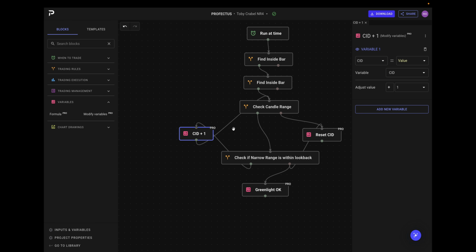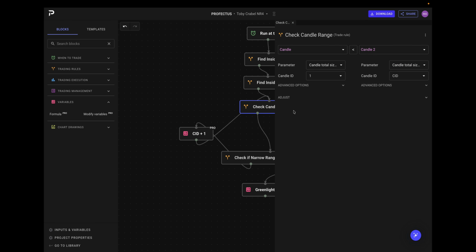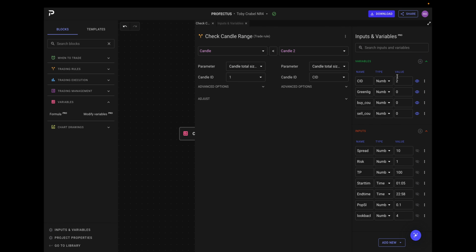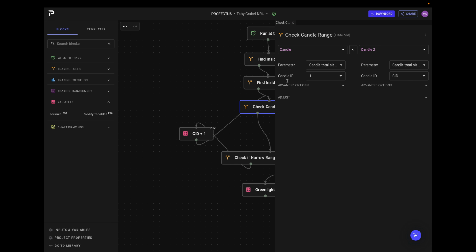If that is done, we go back here, and now we run the same trade rule again, which is candle total size 1 is smaller than the total size of sid, but sid is not 2 anymore, it's now 3. Yeah, it's because we added plus 1. You won't see that here, but if you run the algorithm while it's running, it just changed it to 3. So now we check if candle 1 is smaller than candle 3, the total size, you know?